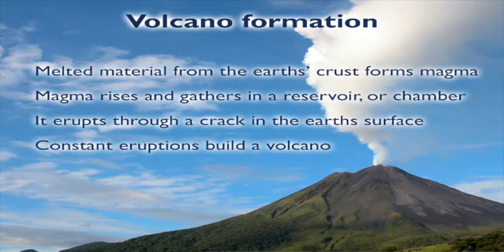So let's talk about how volcanoes form. The melted material from the Earth's crust forms magma, right? That's underground. And this magma rises and gathers in a reservoir, a chamber that's still below the ground. And then many times this erupts through a crack in the Earth's surface. And these constant, repetitive eruptions build a pile of magma and lava that continues to create more Earth, and it actually results in a volcano, that characteristic cone shape of a volcano.